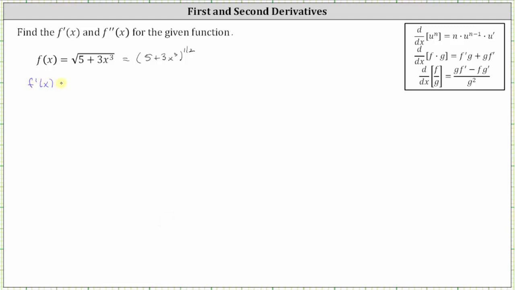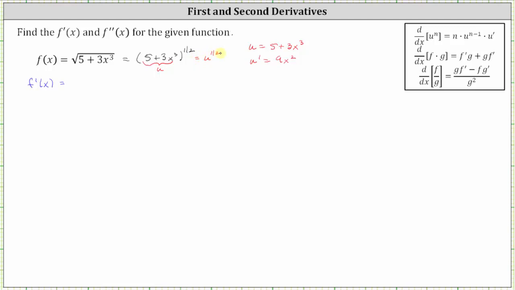To find the first derivative, we need to apply the chain rule where the inner function u is equal to 5 plus 3x cubed. So if the inner function u is equal to 5 plus 3x cubed, we need to find u prime, or du dx. The derivative of 5 plus 3x cubed is 9x squared. So now we can just think of the original function as u to the power of 1/2.